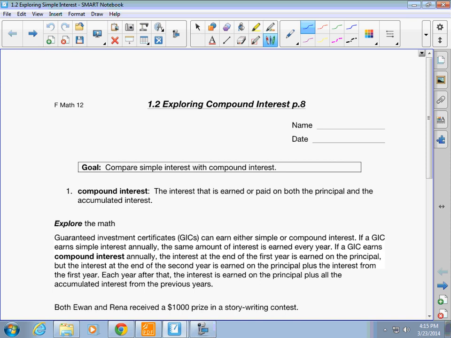Sometimes the interest was being paid out more than once a year, but it was still being calculated once a year. So what we're looking at in this section is comparing compound interest to simple interest. Compound interest is the interest that is earned or paid on both the principal and the accumulated interest.